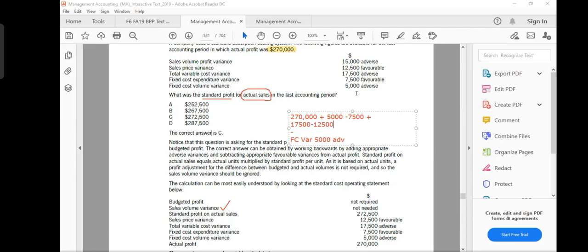275. Sir, we will add this because this is adverse sales volume profit variance. No, we will just ignore it. Oh, okay. Sir, could you please tell me why you will ignore? Why you will ignore?